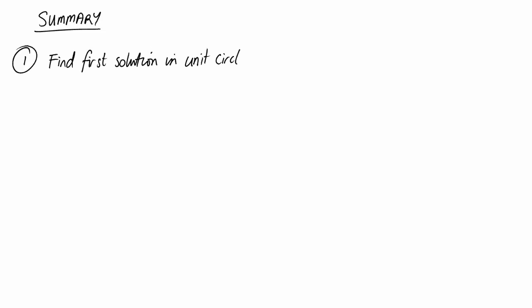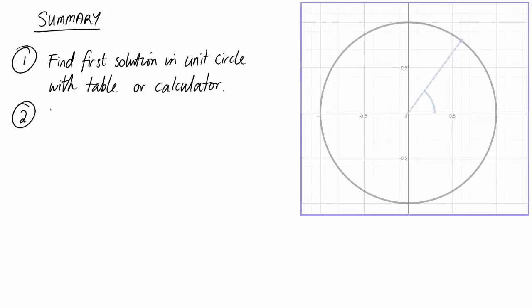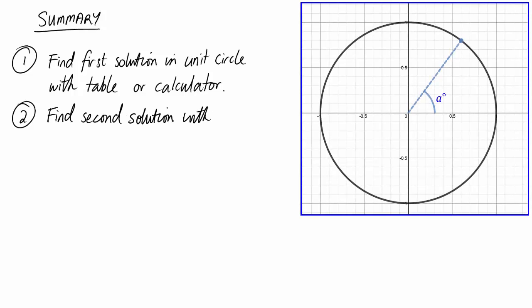Let's summarize the method for solving trigonometric equations. First, you need to find one solution in the unit circle, either using the exact values table or a calculator. Let's say this first angle is a degrees. Next, you can find a second solution in the circle using symmetry. If you want to keep the same sine value, which means the same y coordinate, you should reflect in the y-axis by taking 180 minus a degrees.